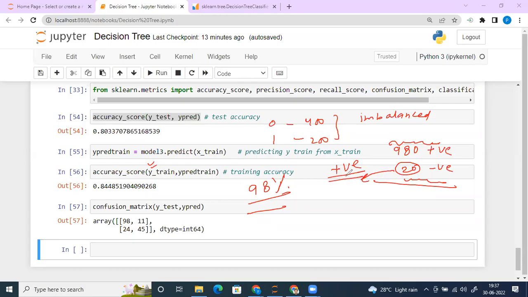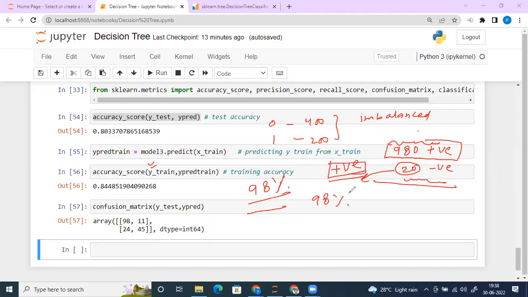It will predict them to be positive only, because my machine learning model has learned from the class which is huge in number in the training data set. So my model learns that 980 points are positive, 20 are negative, and I will assume that even these 20 points belong to the positive class. So how much accuracy am I achieving? 98%.